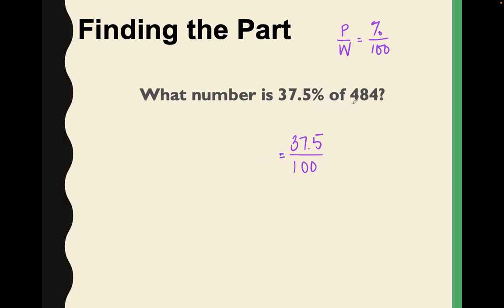Now we need to decide whether the 484 is the part or the whole. In this case, it is the whole. We are trying to determine what number is a percentage of something. When something is a total or a whole, we take a percentage of that number to find the part. So your proportion would look like this.